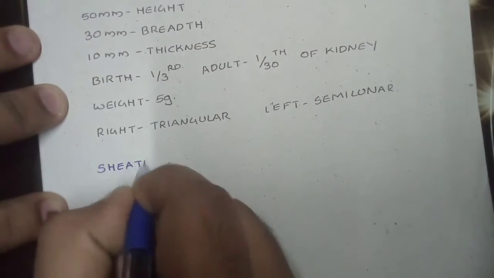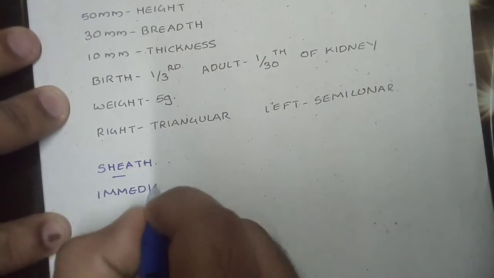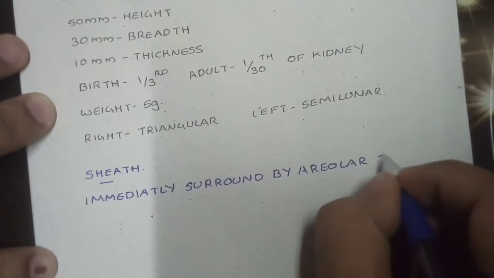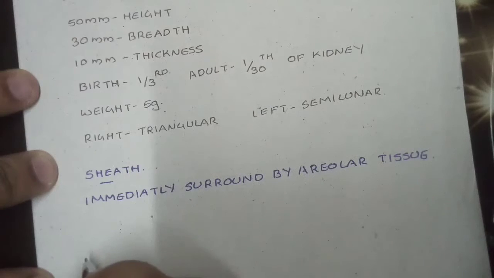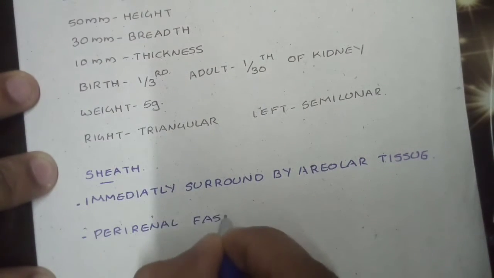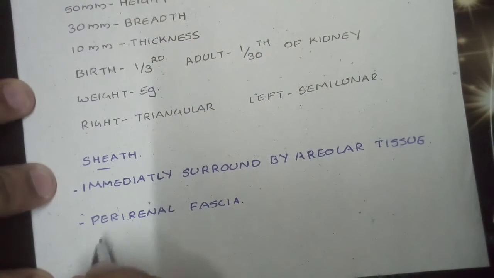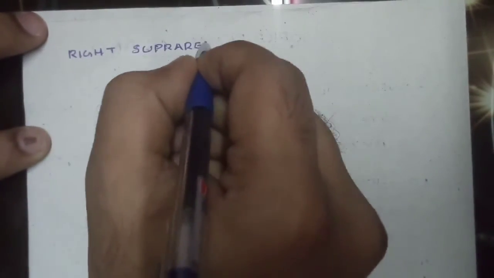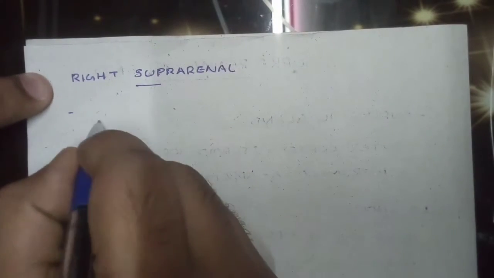That's for the shape. Now for the sheath. Suprarenal glands are immediately surrounded by areolar tissue containing a considerable amount of fat. Outside the fatty sheath there is the perirenal fascia. Between these two layers of fascia lies the suprarenal gland. The two layers are not fused above the suprarenal gland, which is open and continuous with the bare area of the liver.